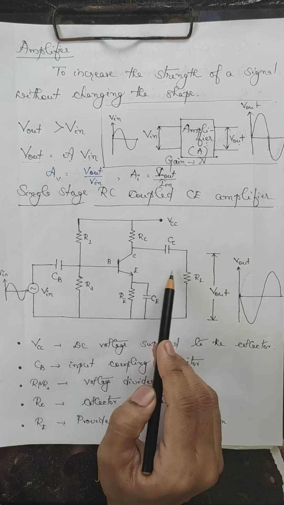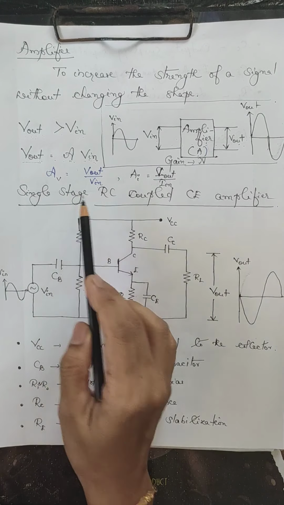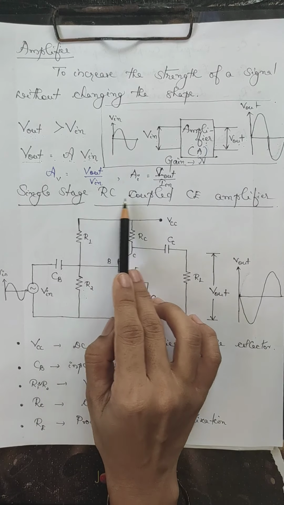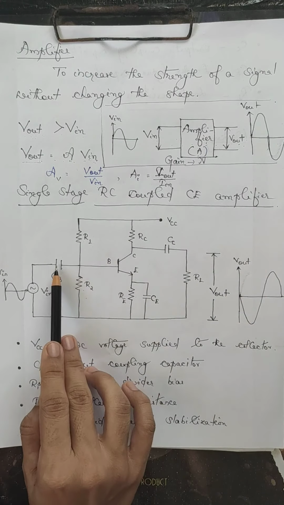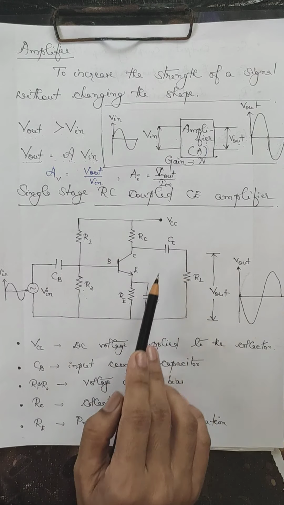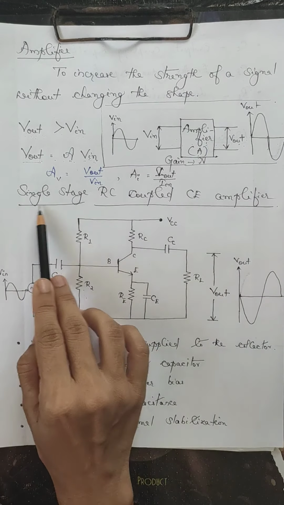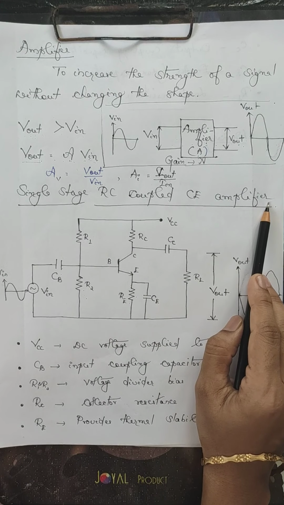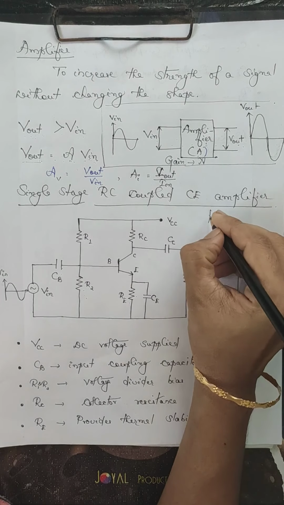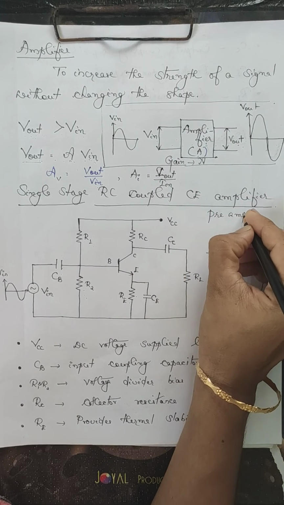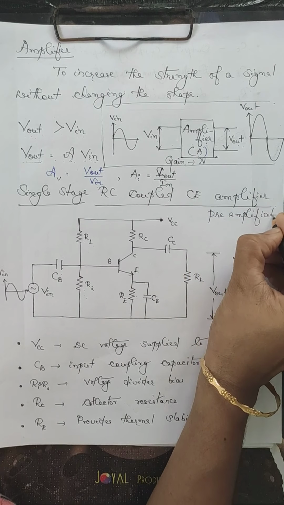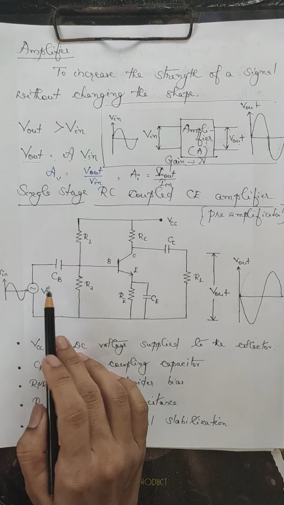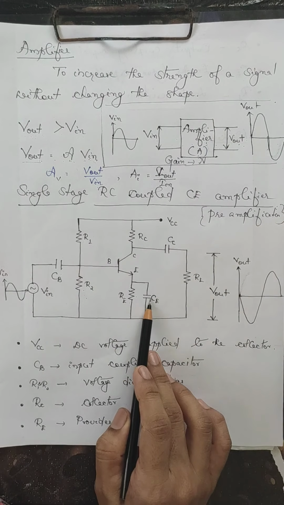So this circuit is known as a single stage amplifier because there is only one transistor stage, and RC coupled because there are a series of capacitors and resistors used in this circuit. So the single stage RC coupled common emitter amplifier is used for pre-amplification of signals. So now let us see the various components of the circuit.